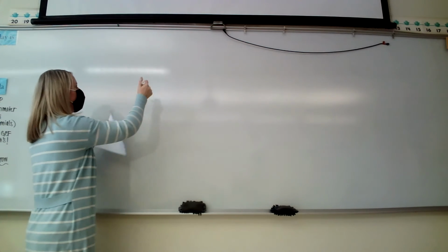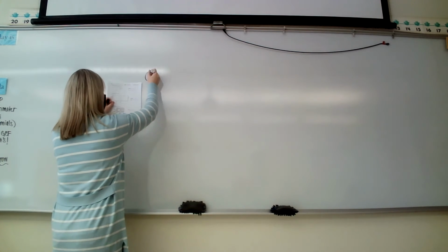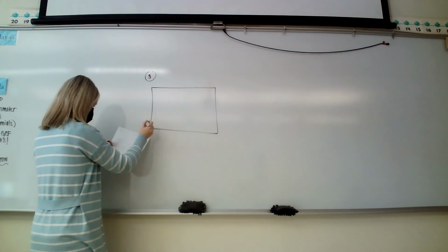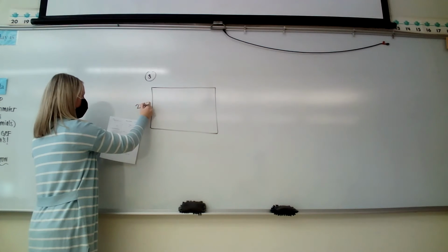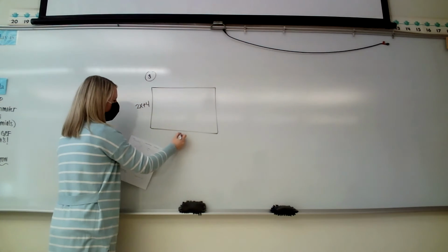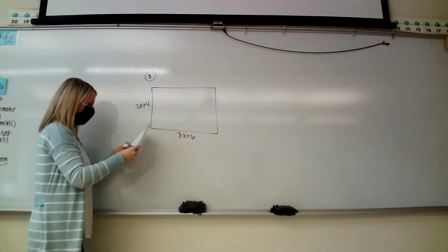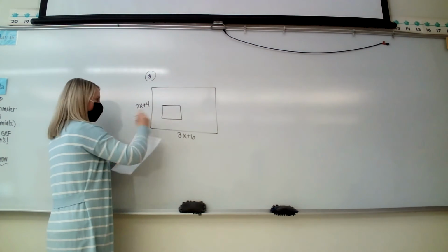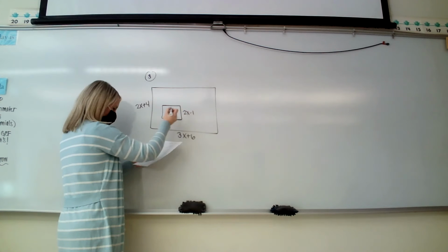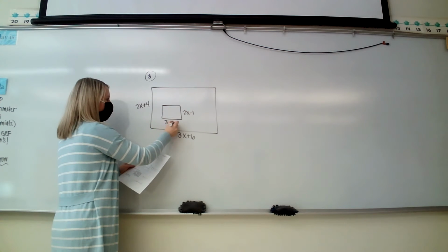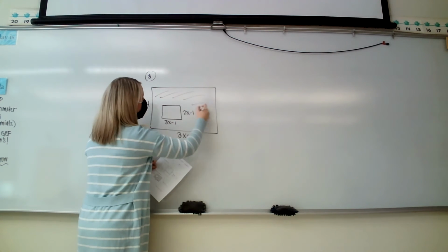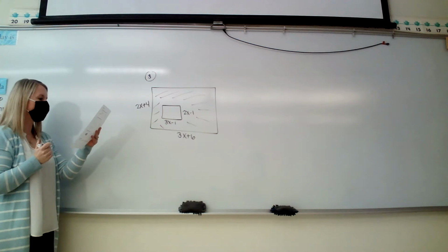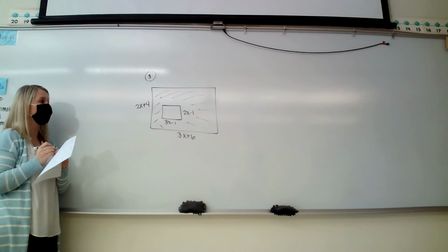All right, number 3. What do we got? We got a big old rectangle. In our dimensions, we have 2x plus 4 and 3x plus 6. All right, and then we have a little rectangle inside. And we have 2 sides, 2x minus 1, 3x minus 1. And then this whole thing is kind of shaded in. And it says, can you find the area of just the shaded region?